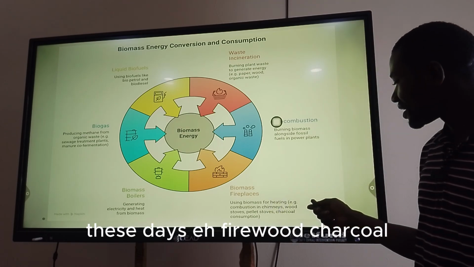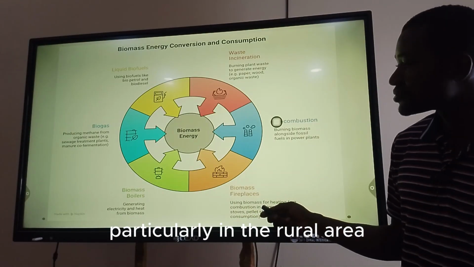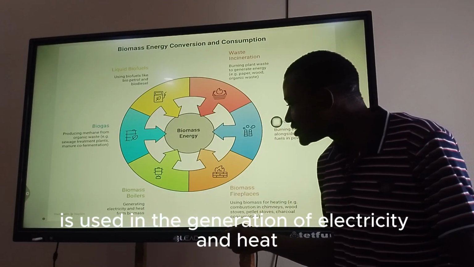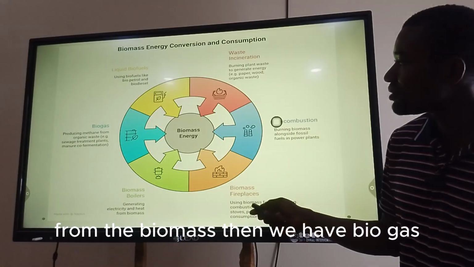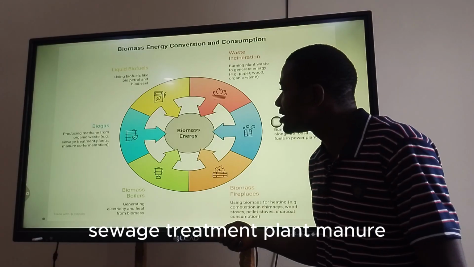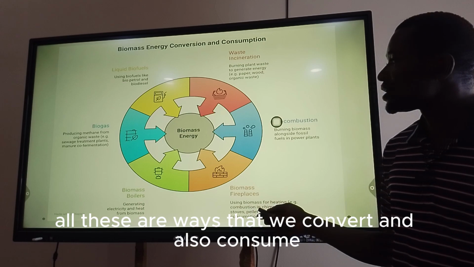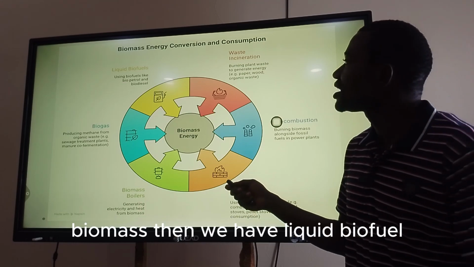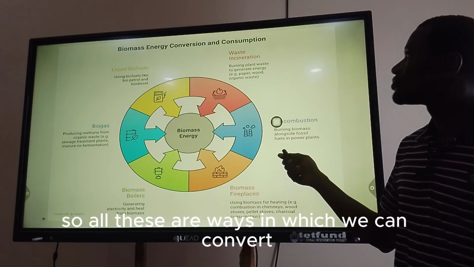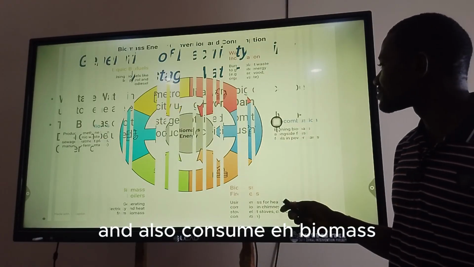These days, firewood and charcoal are the major source of energy, particularly in rural areas. Also, a biomass boiler is used in the generation of electricity and heat from biomass. Then we have biogas, producing methane from organic waste, sewage treatment plant, manure, co-fermentation. All these are ways that we convert and also consume biomass. Then we have liquid biofuel, using biofuel like biopetrol and biodiesel. So all these are ways in which we can convert and also consume biomass.